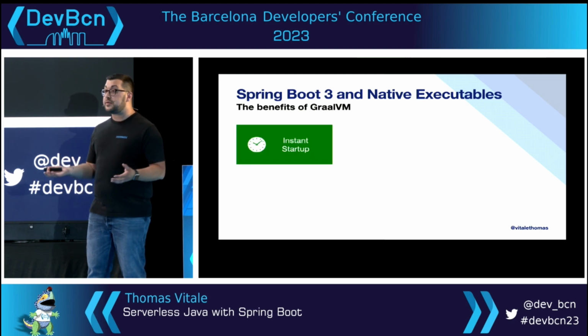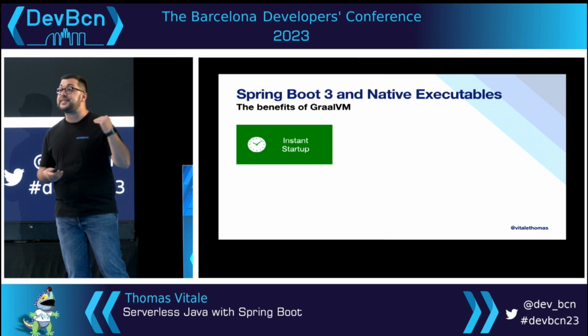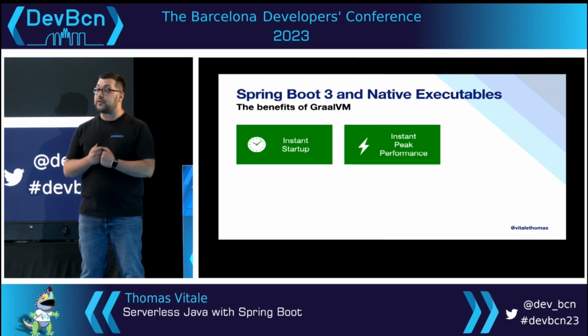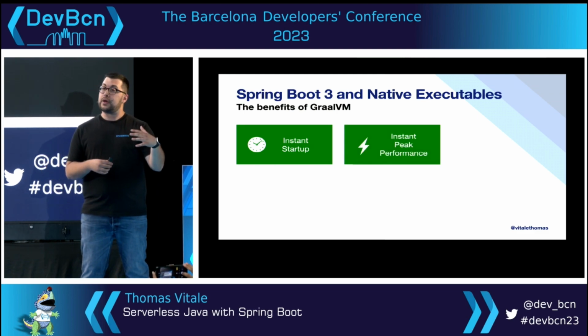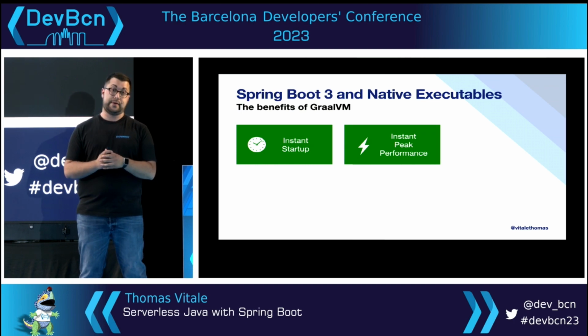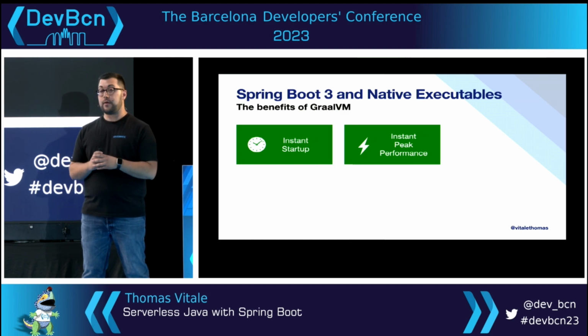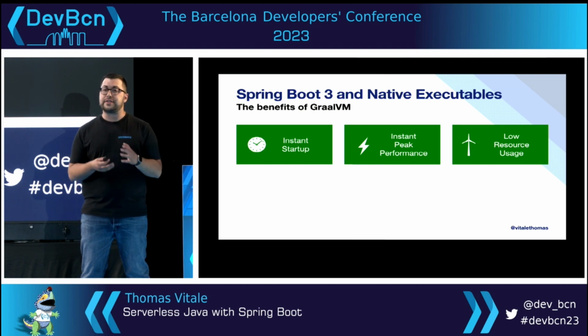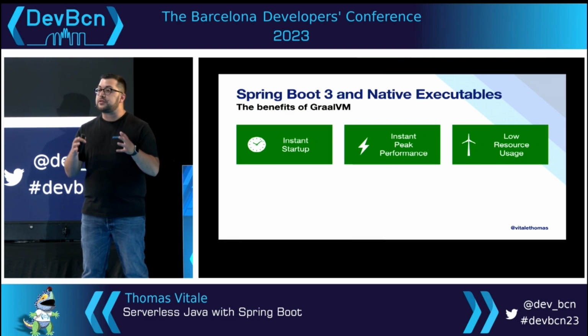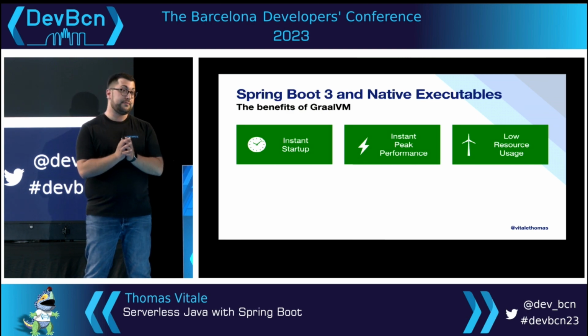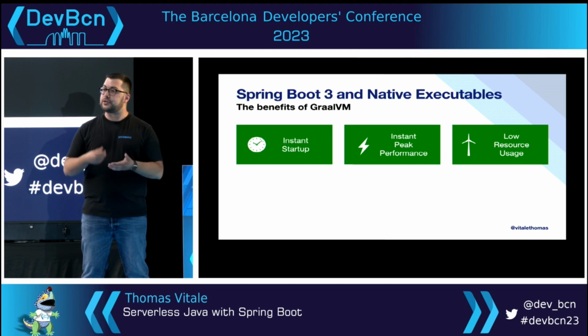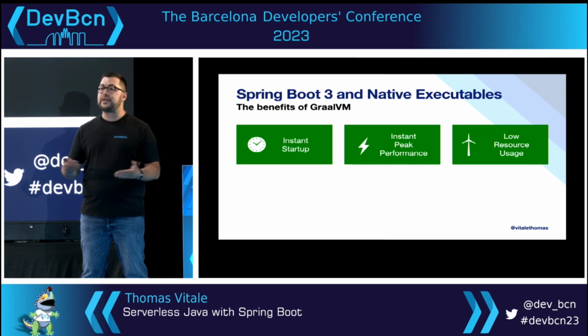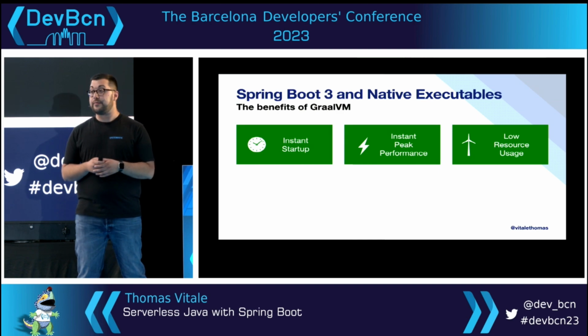We can get instant startup time. Usually it's below 100 milliseconds. We can get instant peak performance, which means when we scale from 0, the application can immediately perform very well and start processing new requests. We don't have the warm-up phase anymore. We also get low resource usage, which is actually quite great because serverless is associated with pay-per-usage. So if we have applications that consume less memory, it means that we're paying less. This is good both for cost optimization, but also to be greener, to think about the environment and consume less if it's really not necessary.